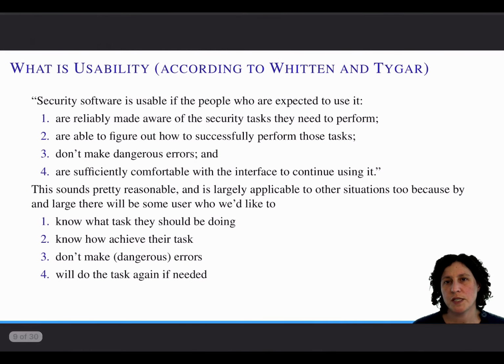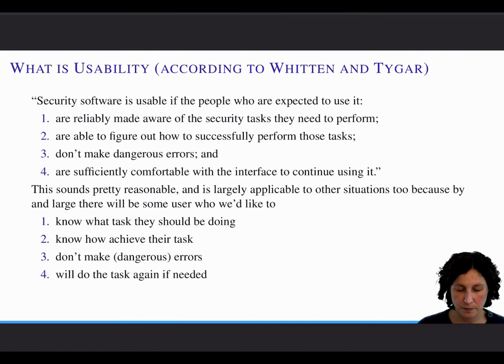But what was their definition of usability? I'm putting this on the slides because I think the usability definition that they use isn't extremely specific to the use case of PGP 5.0. I think you can extrapolate from it a number of useful usability requirements that are broadly applicable for a wide range of applications. What they formulated in their paper was: security software is usable if the people who are expected to use it, firstly, are reliably made aware of the security tasks that they perform, are able to figure out how to successfully perform these tasks, don't make dangerous errors, and are sufficiently comfortable with the interface to continue using it.